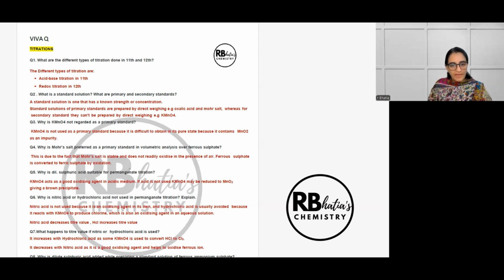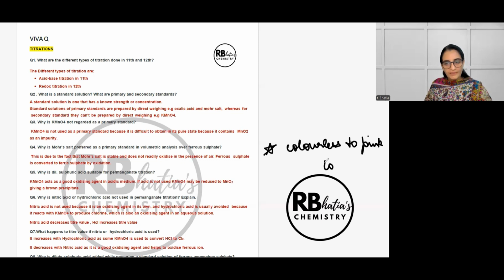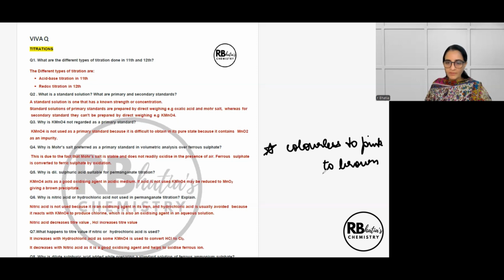Why is dilute sulfuric acid suitable for permanganate titrations? Because KMnO4 acts as a good oxidizing agent in acidic medium. If acid is not used, KMnO4 may be reduced to MnO2. And a very, very important indication for you, and this happens every time during practical exams: if, while doing your titration, your endpoint should be colorless to pink. But if you find that the solution is becoming colorless to light brown, yellowish brown in color, that means you have missed adding sulfuric acid.